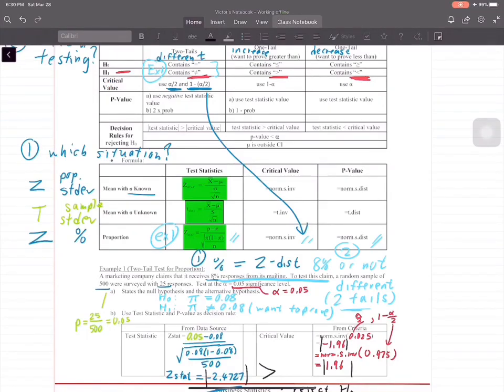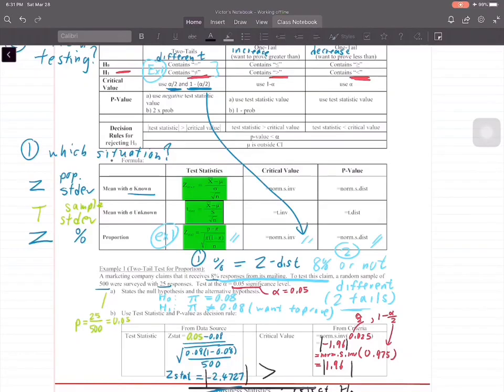How you know which situation you're in is because when you look at the numbers in the question, you see the 8%, so you know this is a percent. You also see that 25 out of 500 people responded, so there are two numbers and you need to divide to get a percentage. Therefore, you know these are percentages, and because these are percentages, you know these are proportions. That's how you know you're in a situation of proportions.